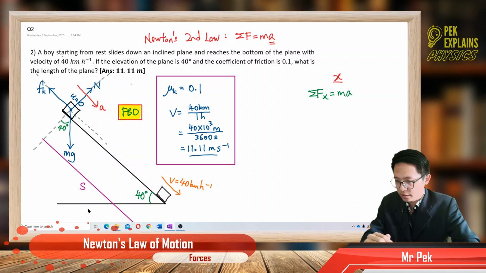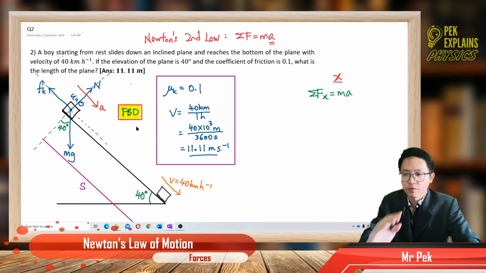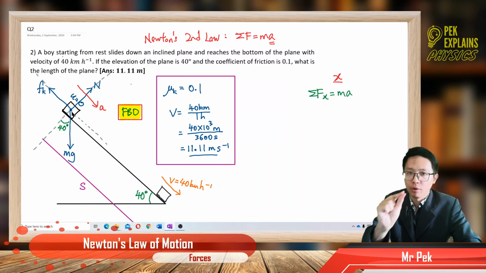Okay, I have drawn out the situation. For chapter 4 forces, we must always start off with a free body diagram. I want to emphasize this. When we do questions about forces, we must draw a free body diagram and show all the forces acting on the object. The object we denote as only one point mass, and all the forces must originate from that one point only.